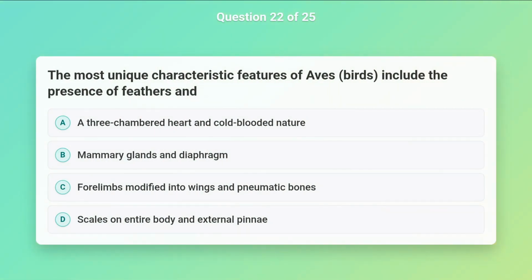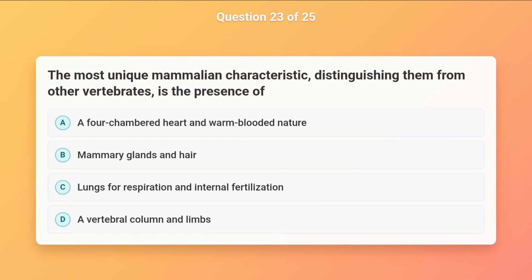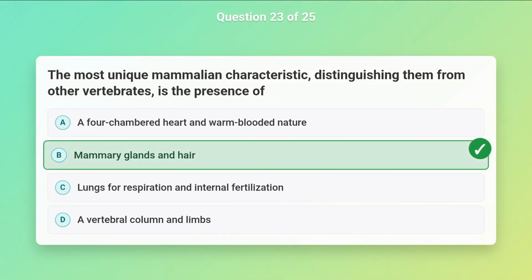The most unique characteristic features of aves, birds, include the presence of feathers and forelimbs modified into wings and pneumatic bones. The most unique mammalian characteristic, distinguishing them from other vertebrates, is the presence of mammary glands and hair.